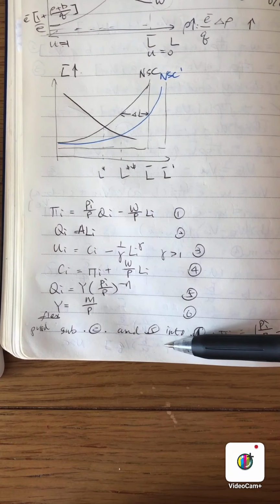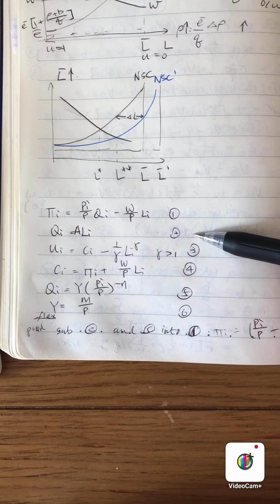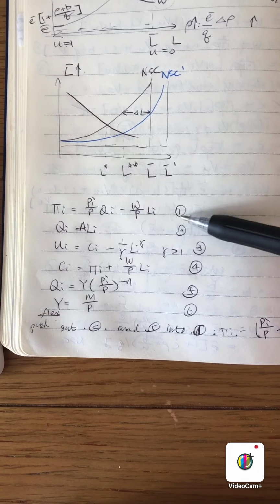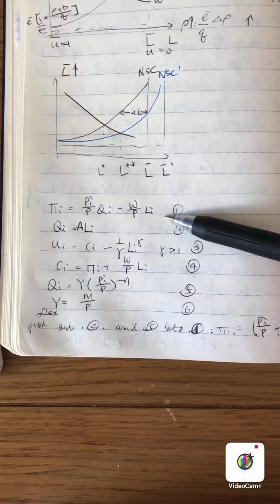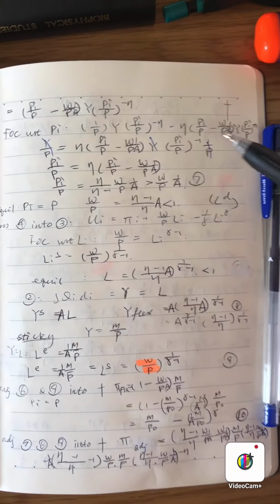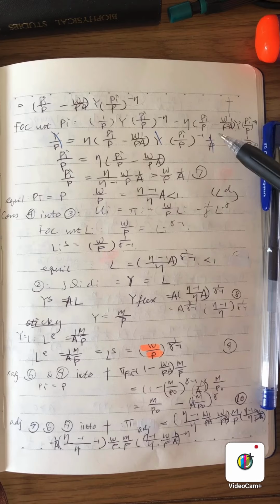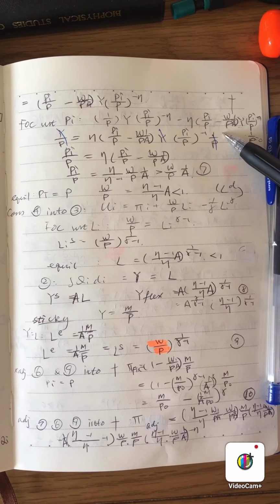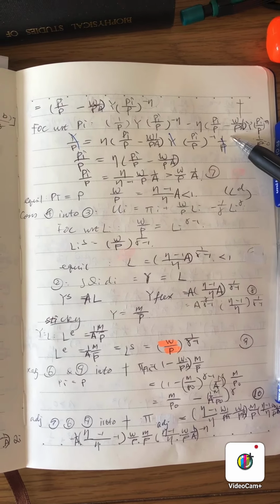Firstly, we substitute the production function into the profit function and also the demand function. So we do our profit maximization problem, and we will get to our profit maximization condition, which is characterized by this markup pricing. We keep the profit function here because we are going to use it later.